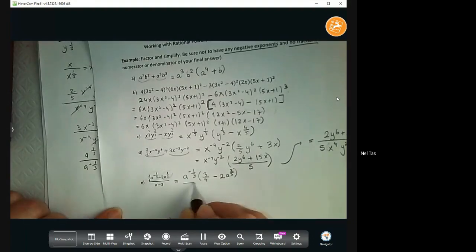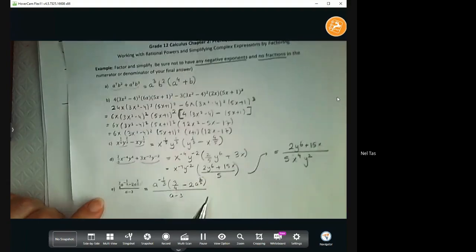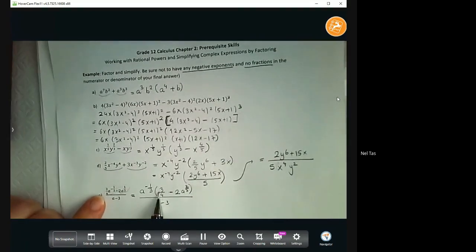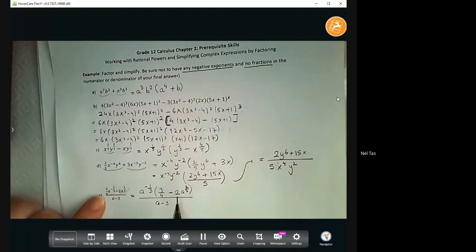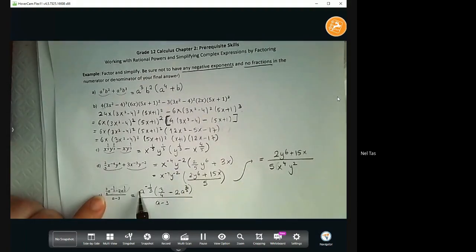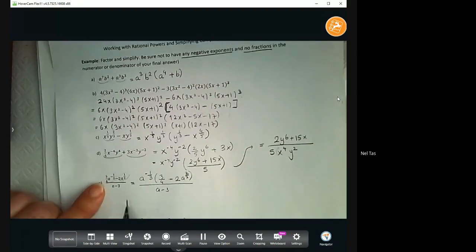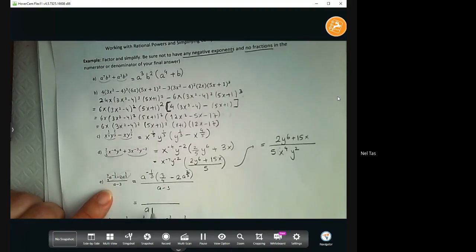Divided by a minus 3. Now, we should have a common denominator here because we are not allowed to have fractions in numerator or denominator. So no fractions in numerator or denominator. So we're going to get rid of that, and we should not have any negative exponents. So we need to get a to the power of negative 1 over 3. Okay, so I'm going to move a to the power of negative 1 over 3 to the denominator, so that we have a positive exponent there.